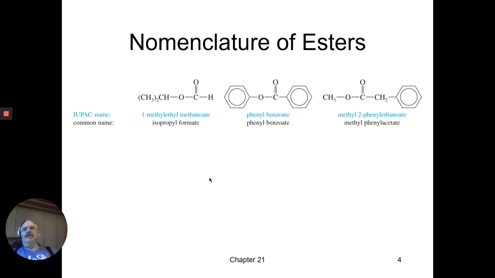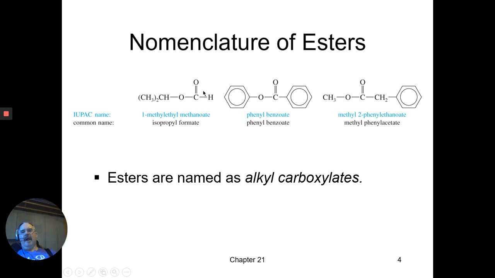All right, let's start with esters and their nomenclature. With this one, this is derived from formic acid or methanoic acid. And so this is 1-methylethyl methanoate, or could also be called isopropyl methanoate, or isopropyl formate in the common nomenclature. Okay, if we replace the isopropyl group with an H, this would be formic acid.